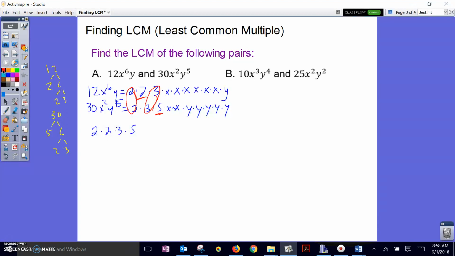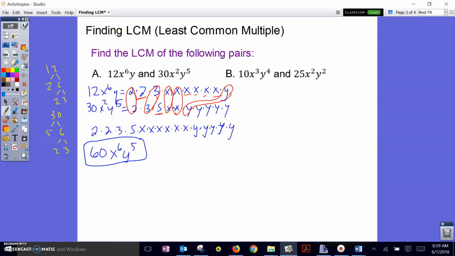And then my x's. Got a pair of x's, a pair of x's, and then 4 extra x's. So we're going to have 6 of them in total. And then we've got our y's, we've got a pair of y's, and then 4 extra y's. You know, y times y times y times y times y. And we multiply all this out. 2 times 2 times 3 times 5 gives us 60. And then there are 6 x's and 5 y's. And our LCM is going to be 60, x to the 6th, y to the 5th.